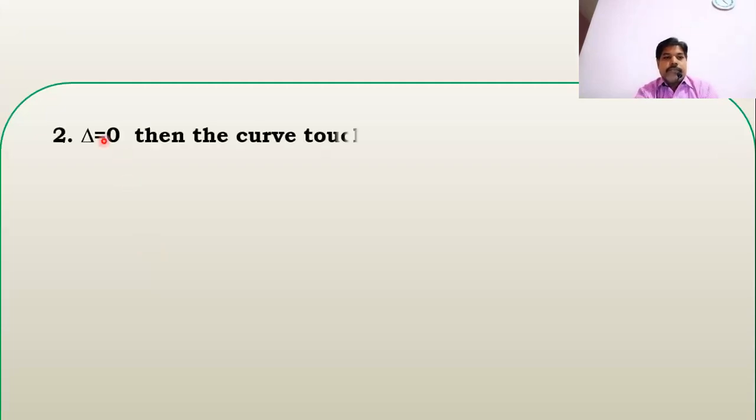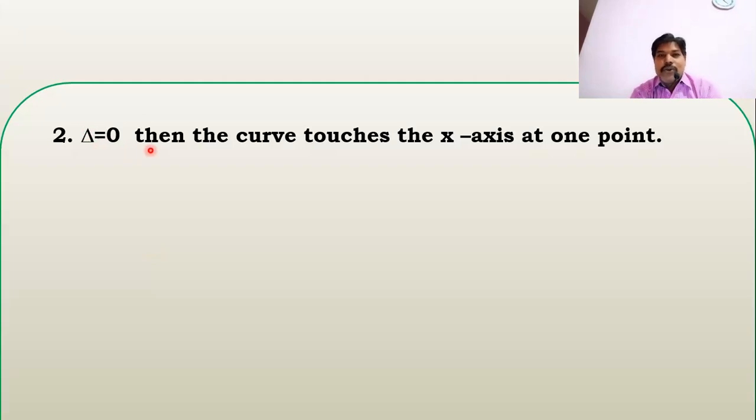So see the second point, it is easy. If delta is equal to 0, students, you already learned in the previous class that the roots are real and equal. That means both the roots are the same. So here also, if delta is equal to 0, then the curve touches the x-axis at 1 point. That means only one root exists, as both the roots are the same. That is the meaning. So then what graph will come here?